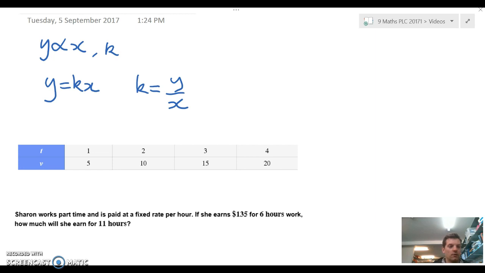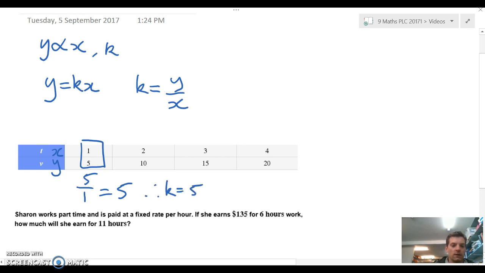So what we've got is some data here in this table, and if we take the first values, to make it easier, rather than use t and v, we'll use y and x. Our y value of 5 and our x value of 1. Okay, so that equals 5, so therefore k equals 5, and whichever set of values we pick, it's always going to equal 5.